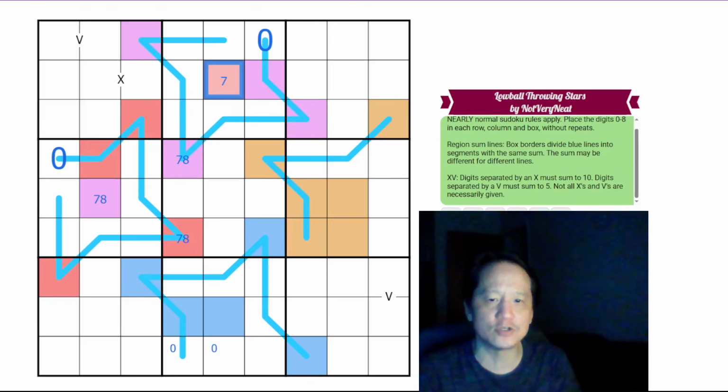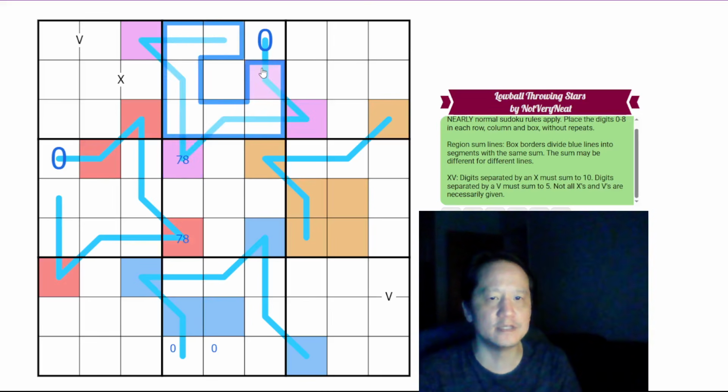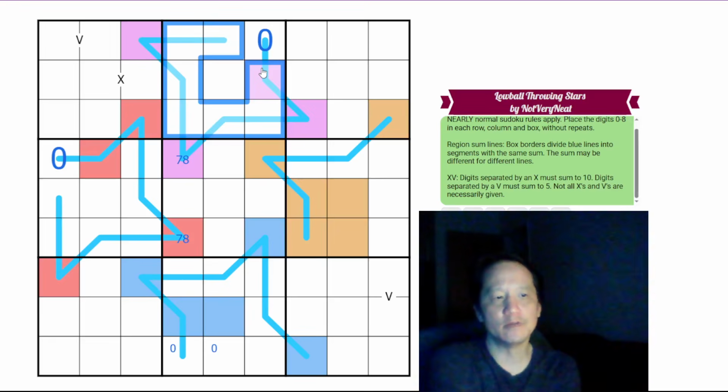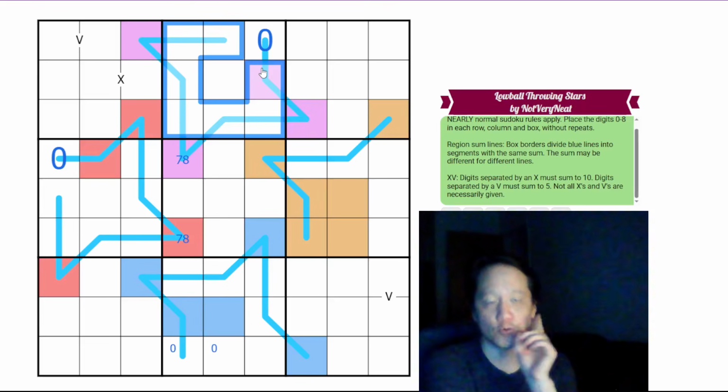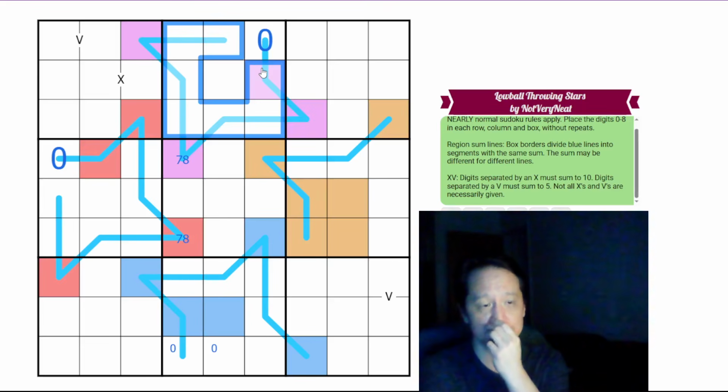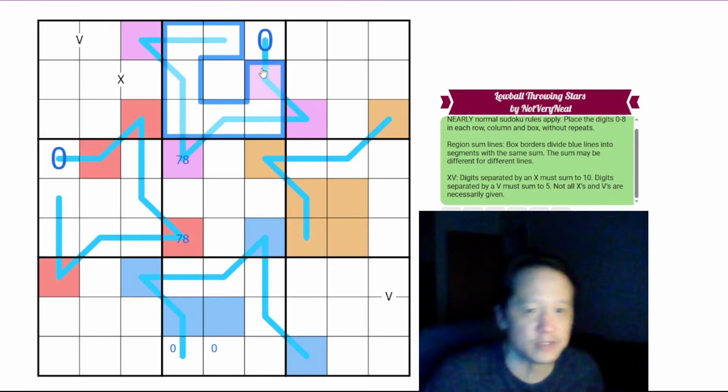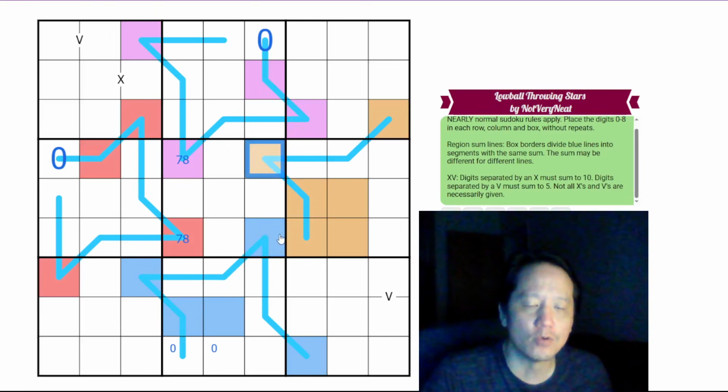Well, actually, that's not completely true. It just means that these can't be 6, right? Because there would be too many digits in the box. Sorry, there would be only one place for 7 or 8 in those boxes, which is not allowed. We have to have 2 places for it. So, blue and orange are not 7 and 8.